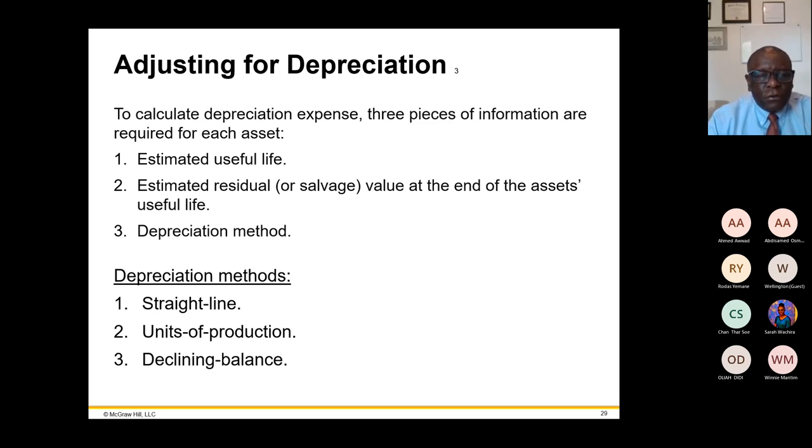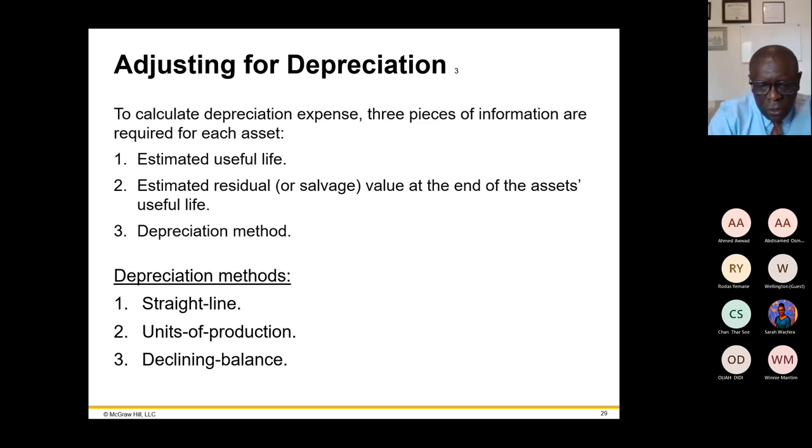Then also you have to establish the estimated residual value at the end of the asset's life. Residual value may not necessarily be what the asset is to be sold at the end of the useful life. Based on estimate, probably they feel that is the value of the asset after the useful life. If they are going to sell it, they either sell it at that value, below that value, or above that value, depending on how the market dictates. And then when you know that, the next thing is to know which depreciation method you want to use.